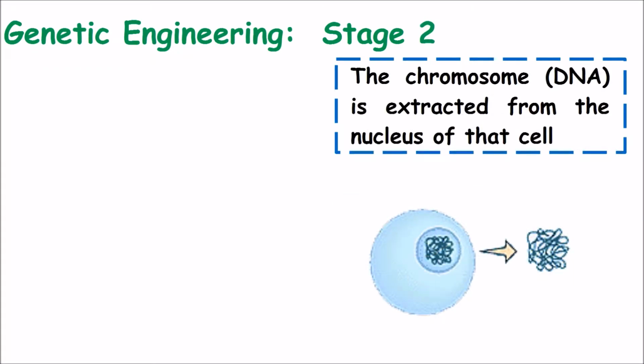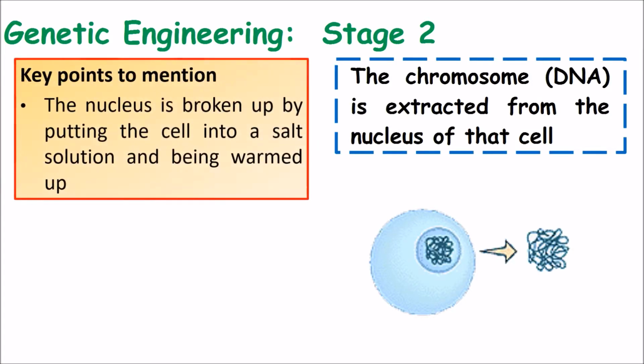The second stage is to talk about extracting the chromosome or DNA from the nucleus of that cell. You may wish to mention that the nucleus or the nuclear membrane is broken up using salt solution and being warmed up to make extracting the DNA easier.